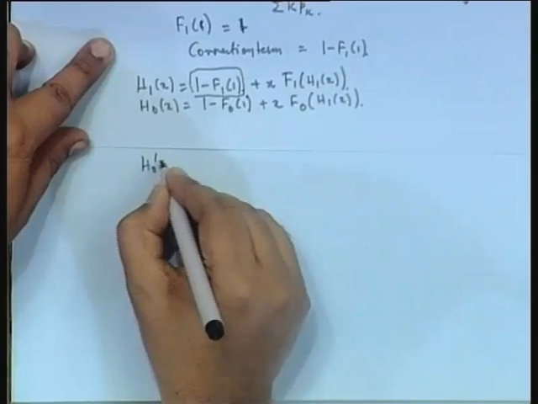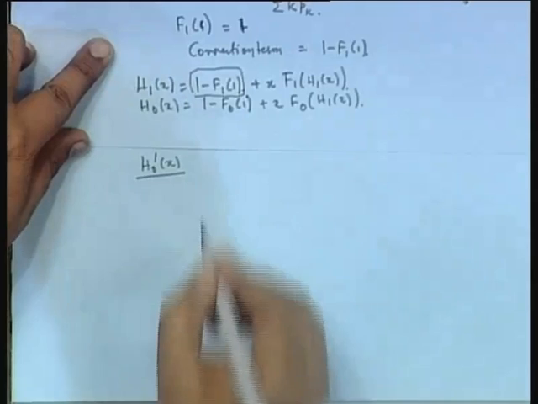Clear? Okay, great. So, with this again, with these two equations, what we can do, if we do h0(x), what does this give?